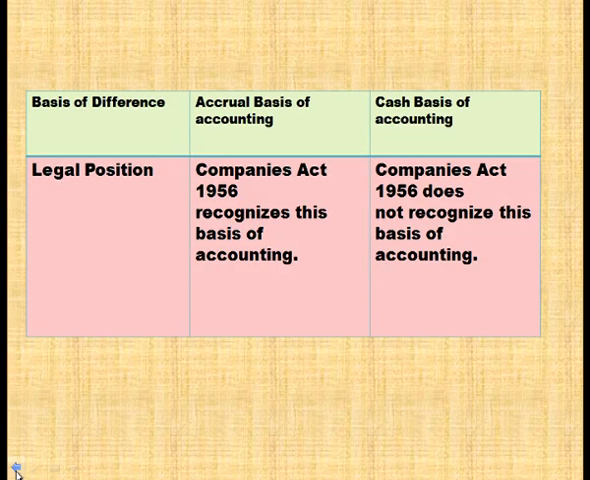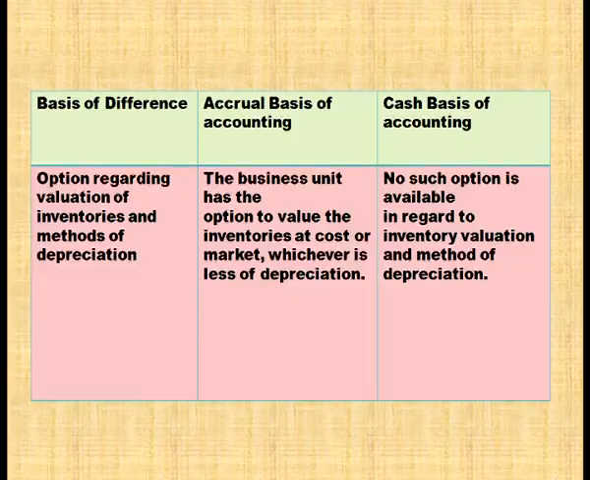When legal position is considered as a basis, Companies Act 1956 recognizes accrual basis of accounting. Companies Act 1956 does not recognize cash basis of accounting. Option regarding valuation of inventories and methods of depreciation are considered.